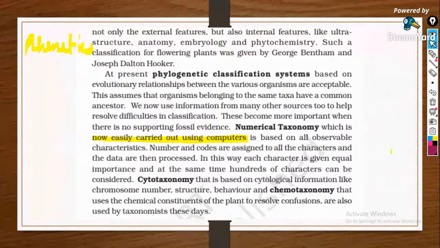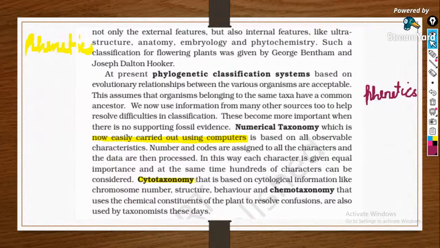Phonetics. Numbers and codes are assigned to each character and the data are then processed. The next is cytotaxonomy. Cytotaxonomy means classification based on chromosomal numbers, cell structures, and all such cytological information.